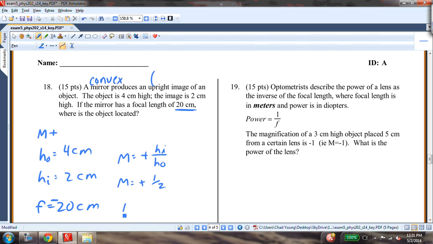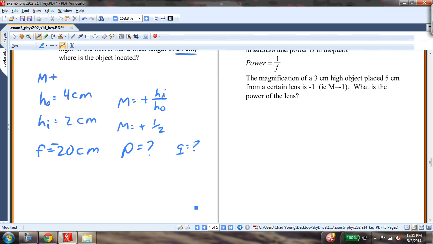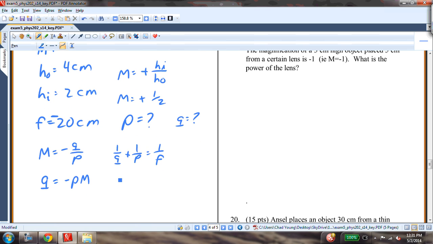Okay, and I want to know where is the object located. So where is P? I also don't know Q. All right, so I have two unknowns here. I have two equations. M is equal to negative Q over P. I have 1 over Q plus 1 over P equals 1 over F. I want to know P, so I can solve this one for Q. I get negative PM. And since I'm looking for P, I can come over here. I have a 1 over negative PM plus 1 over P equals 1 over F. And I know everything here but P.